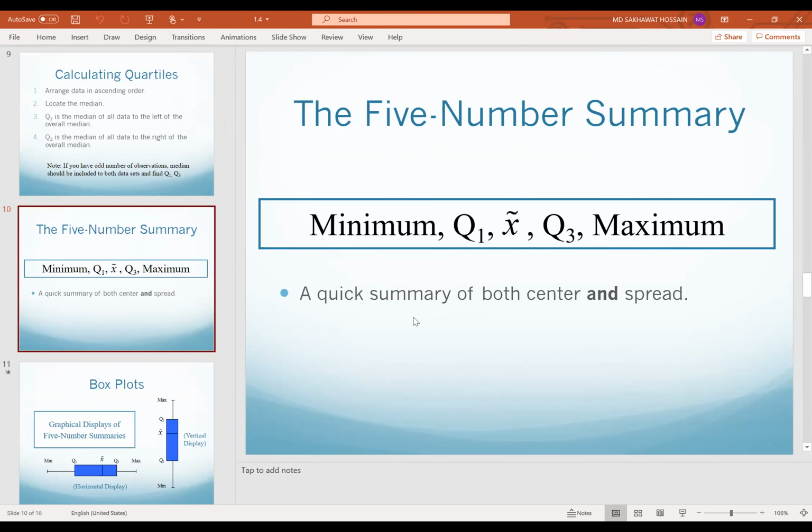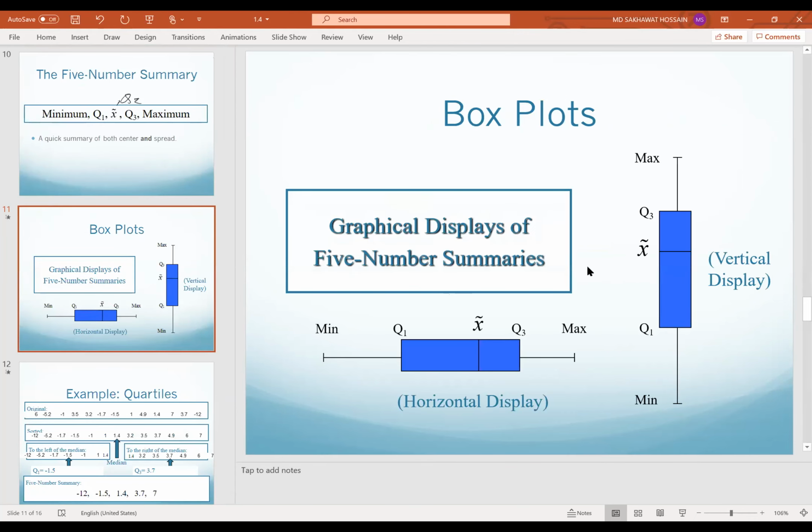So once you have the minimum value, maximum value, the quartiles, and the median, then you can write the 5-number summary. And the 5-number summary is minimum, Q1, x tilde, which is the median, or you can say this is Q2, which is the median. So this is also Q2 or x tilde, and Q3 and the maximum value. So based on this 5-number summary, you can construct the box plot.